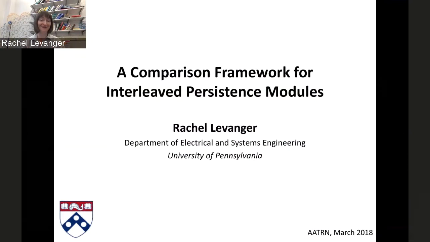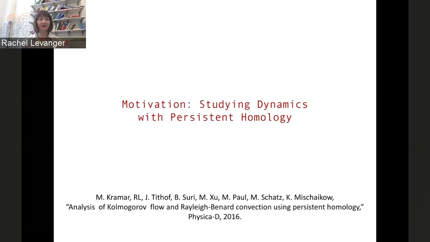We're talking about the comparison framework for interleaved persistence modules, and this is some pretty exciting work. Of course, I'm biased, but I'm hoping to give you a glimpse into the main ideas of this work. We're not going to get too far down into the details, but enough so that you get a sense for what's going on. First off, though, I'm going to start us off with the motivation and actually an application to studying dynamics with persistent homology.